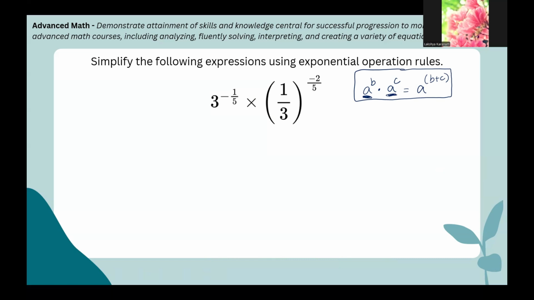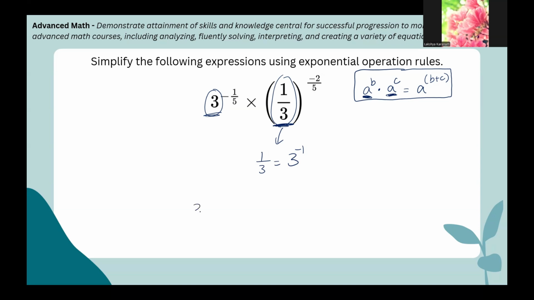And the reason why we identified that this is the rule that we need for this problem is because these two bases look awfully similar, right? 3 and 1/3. They look very, very similar. How can I make 1/3 into 3? Honestly, vice versa too, but I don't like fractions. So how can I make this go from a 1/3 to a 3? 1/3 is the same thing as 3 to the negative 1 exponent, right? So I can literally rewrite this that way.